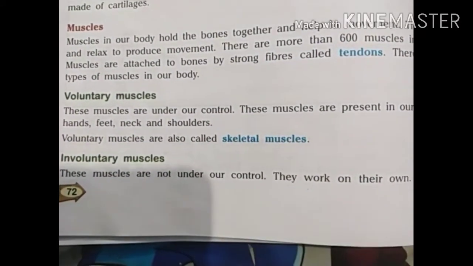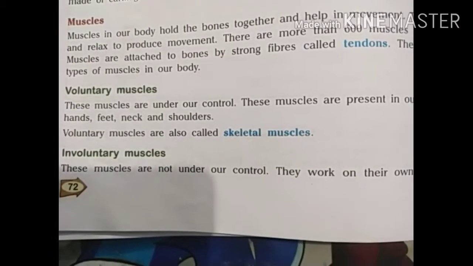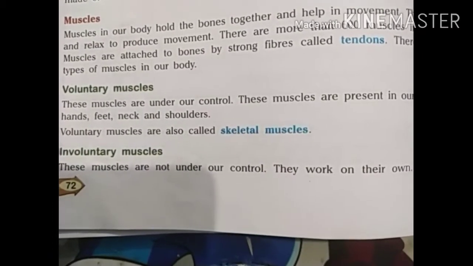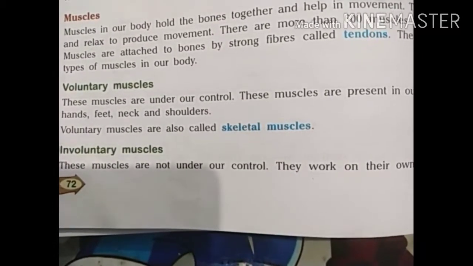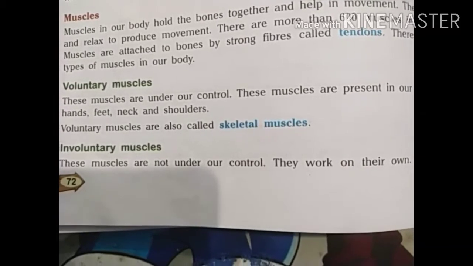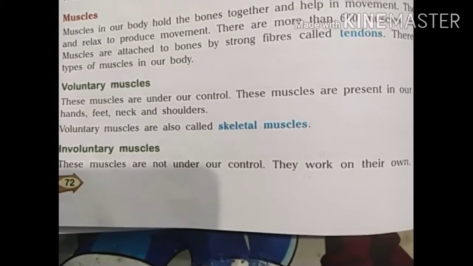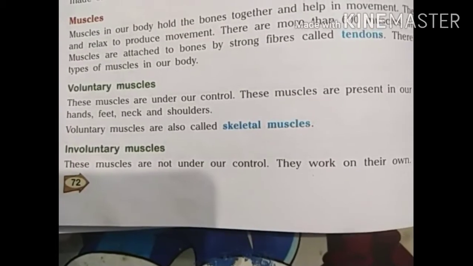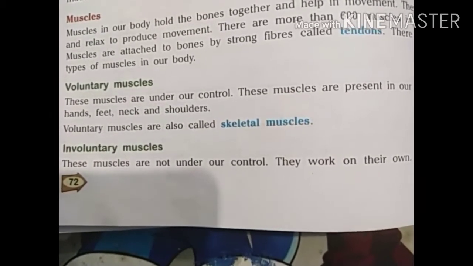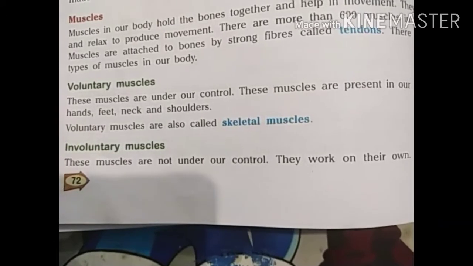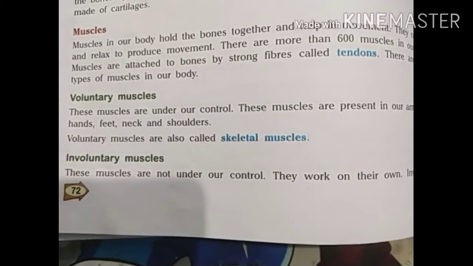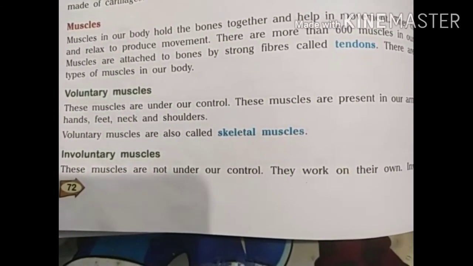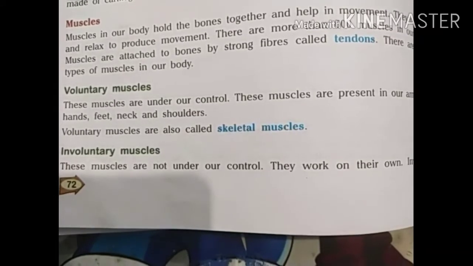These are all those parts of our body which we can move whenever we want to do anything. We allow these parts to move and work. The work of these areas, like hands, feet, neck and shoulders, happens according to our wish.